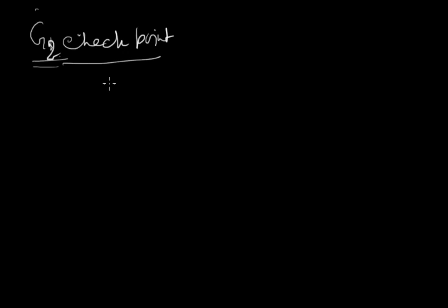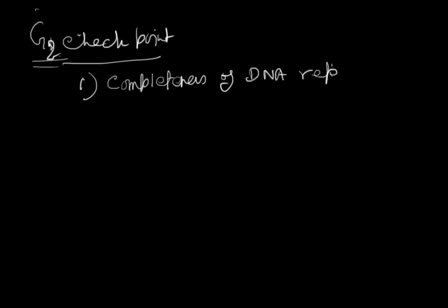Next we see the G2 checkpoint. What are the things that have to be checked at the G2 checkpoint? First of all, whether the DNA has properly replicated or not. That means the completeness of DNA replication.